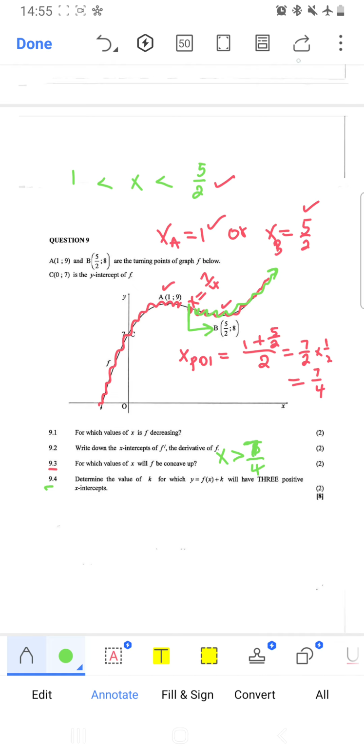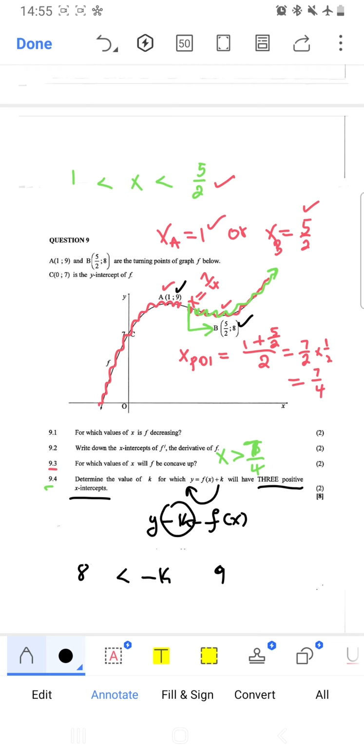So we move to the last question. They say determine the value of k for which y equals f of x plus k will have 3 positive x-intercepts. For this one, just move k from the right-hand side to the left-hand side, and then we get y minus k is equal to f of x. So we concentrate on the y-coordinates of the turning points. Between 8 and 9, we have 8 as the small value and 9 as the bigger value. In the middle, we write negative k, and then we use less than.